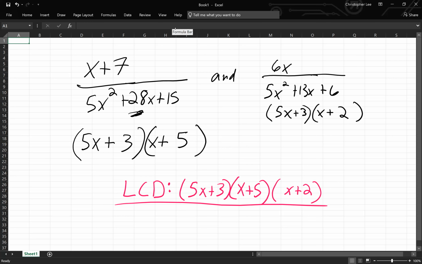So just factor the denominators and take one of the denominators, and whatever is not in that denominator but is in the other denominator, you put that together, and that's the LCD.